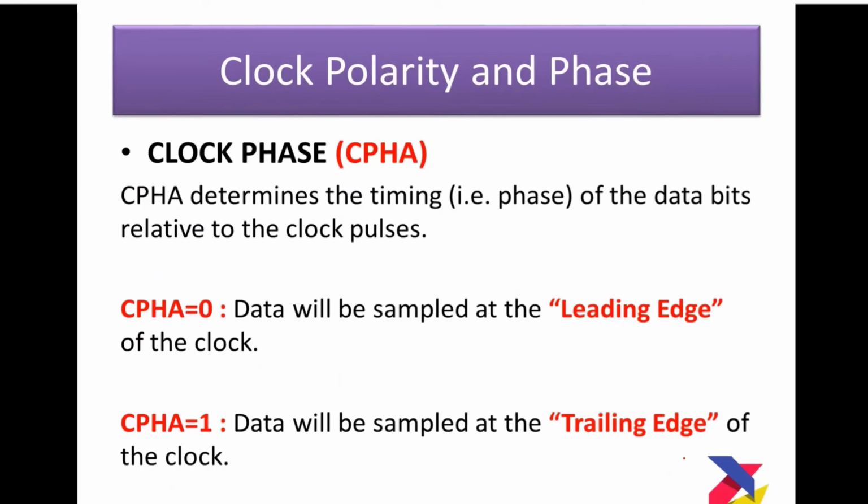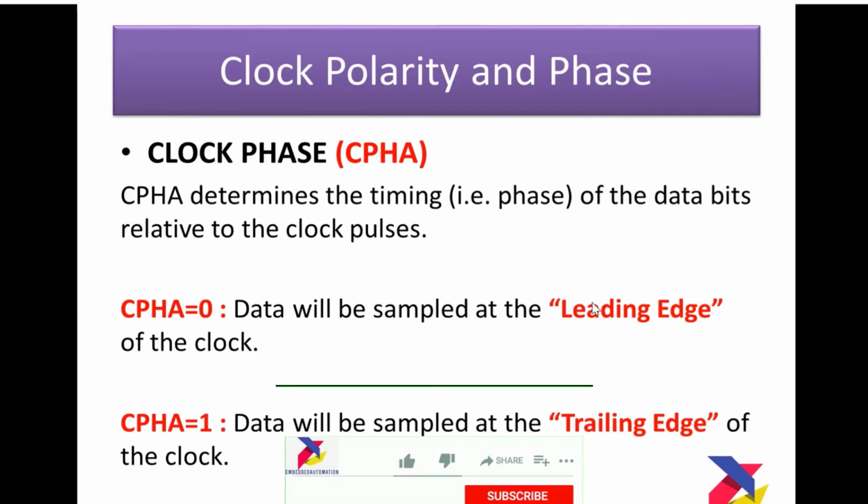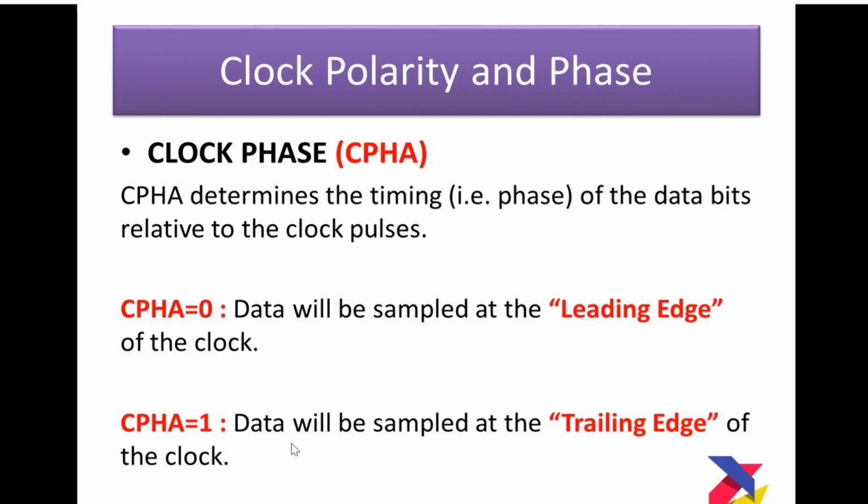Now coming to the clock phase, this is represented by CPHA. The clock phase determines the timing of the data bits relative to the clock pulses. Here there are two cases. When clock phase equals 0, data will be sampled at the leading edge of the clock, and when clock phase equals 1, data will be sampled at the trailing edge of the clock. Data sampling means receiving the data. So in case of clock phase equal to 0, data is received at the leading edge of the clock. In case of clock phase equal to 1, data will be received at the trailing edge of the clock.